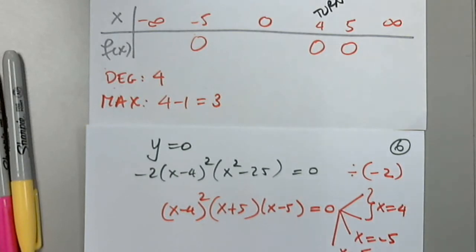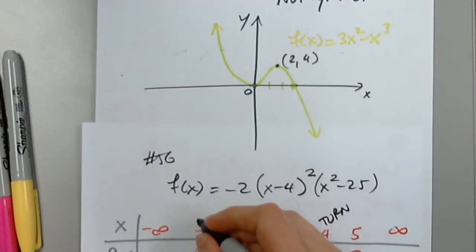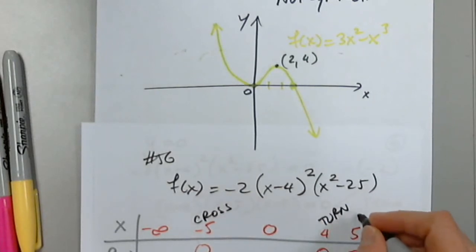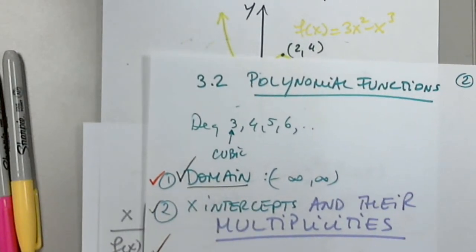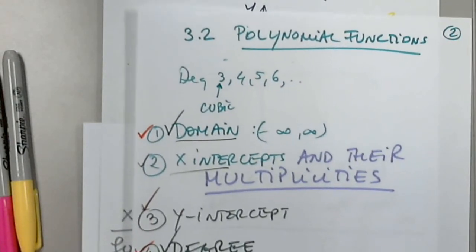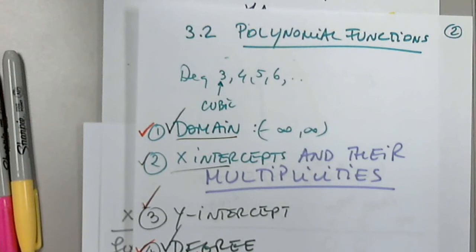Okay, so 1. So what will the function do at negative 5 and 5? Cross. I make myself a note just in case I forget. And it's a regular cross. Okay. So here's what we have. This is done. This is done. This is done. This is done.